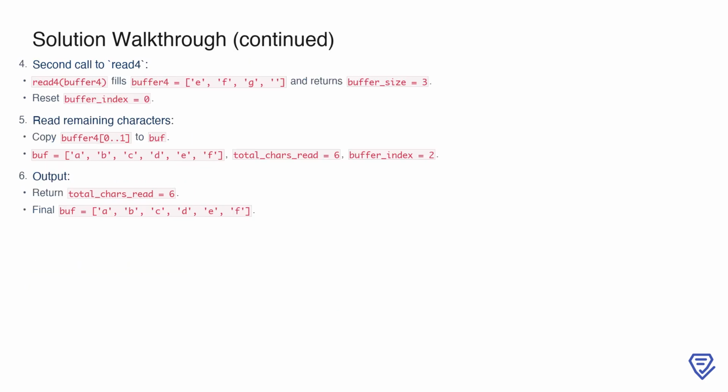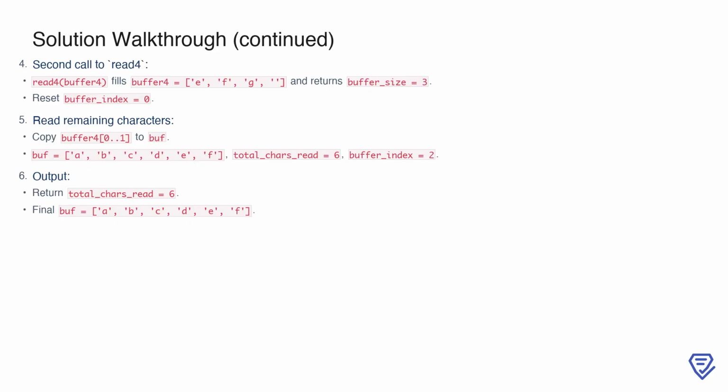Next, since we still need 2 more characters to reach our target n equals 6, we make a second call to Read4. This time, Read4 reads the next part of the file, filling buffer4 with E, F, G, and returning a buffer_size of 3, as there are only 3 characters left in the file. After resetting buffer_index to 0, we copy the first 2 characters from buffer4 into buff, as that's all we need to reach our target of 6 characters. Now, buff contains A, B, C, D, E, F, total_chars_read is updated to 6, and buffer_index moves to 2.